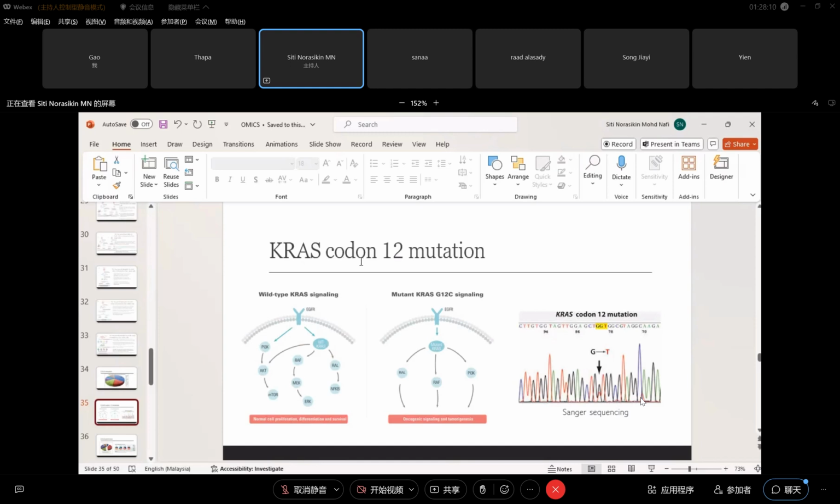Ideally, when they want to kill the tumor cells, they want to stop the tumor cell from growing. So ideally, they will block this EGFR expression. But somehow, remember the concept of resistance just now? Not all patients will benefit from this targeted treatment.